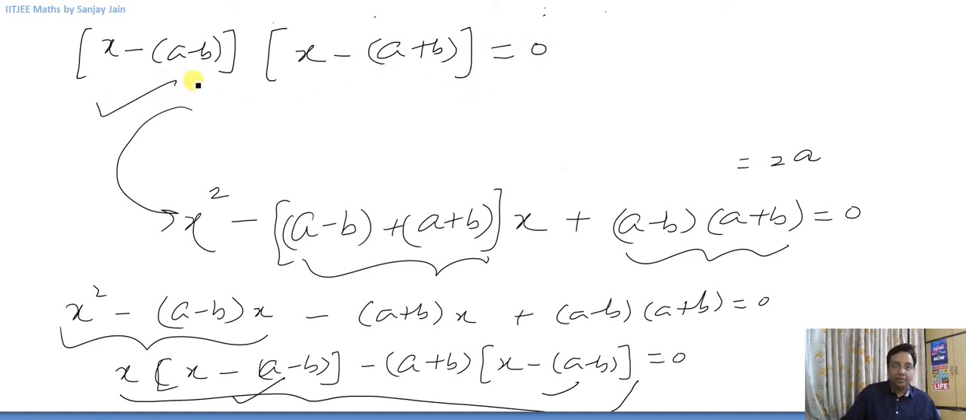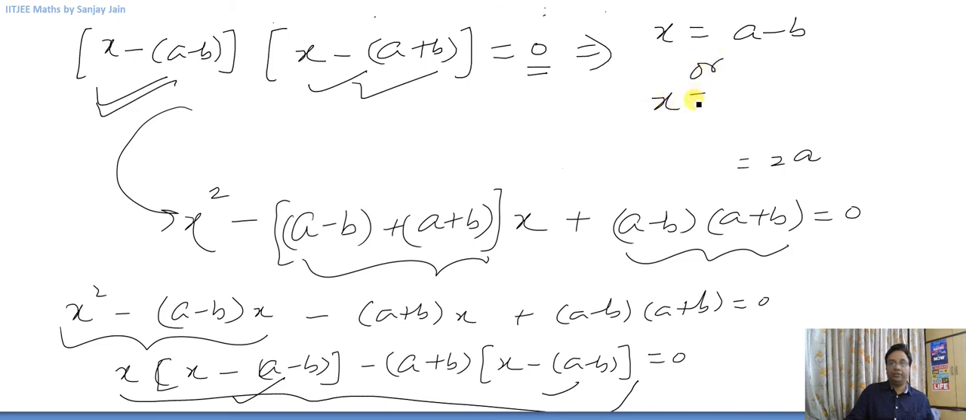Again, the product of two brackets is equal to 0. So either this bracket will be equal to 0 or this bracket will be equal to 0, right? So if I have to write the results now, x will be equal to a minus b or x will be equal to a plus b for this equation to be true. And what are the roots or solutions of the given equation? A minus b and a plus b are the roots of the equation that we started with.